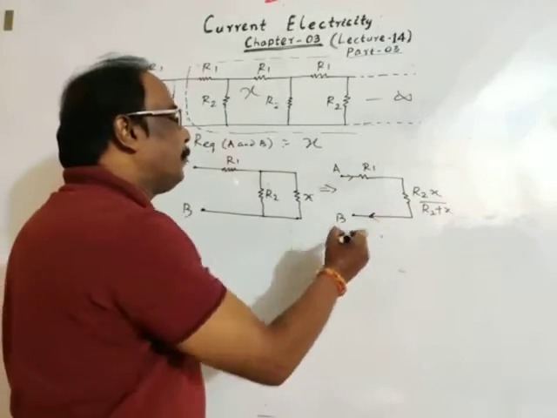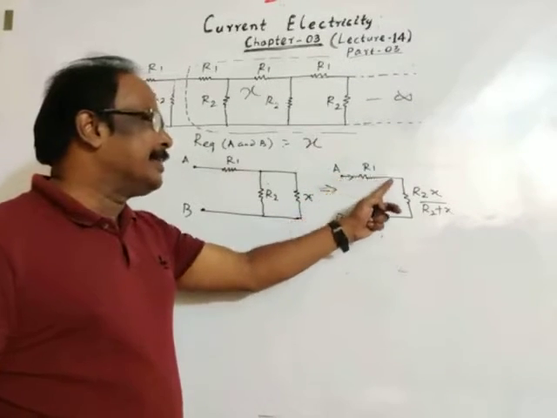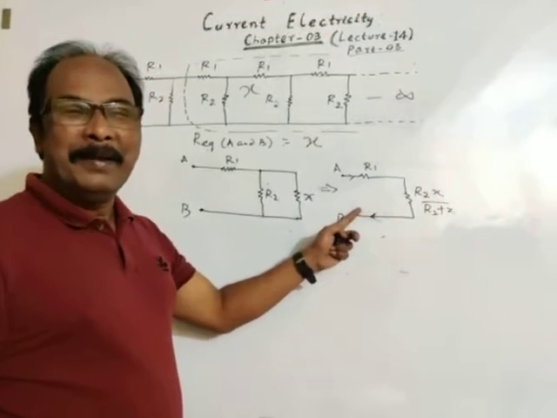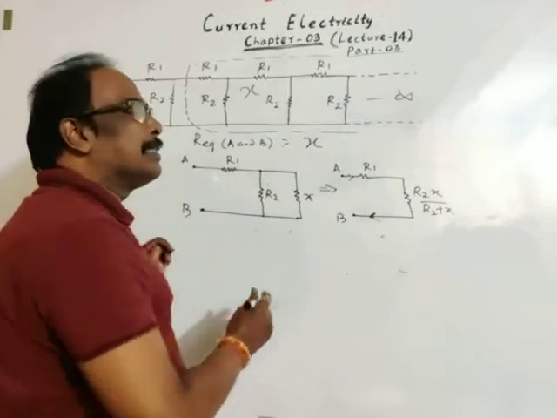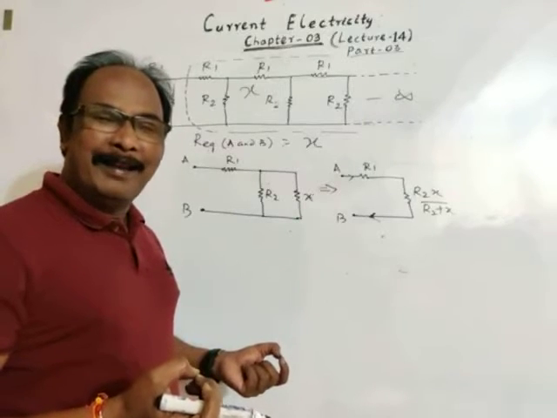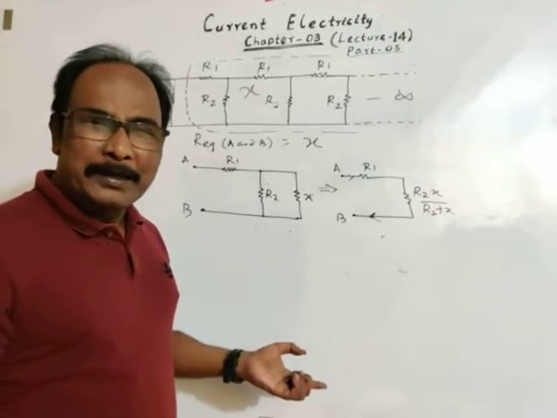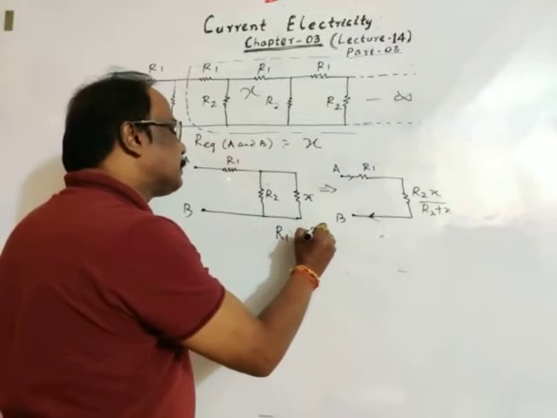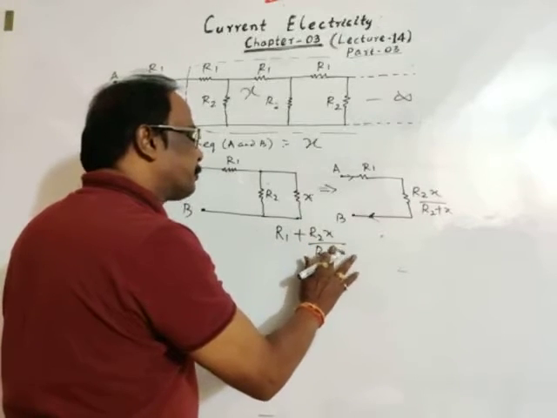Then these two are in series. If you consider the flow of current, considering A is at high potential and B is at low potential, then conventional current flows from A to B. Current is not divided into any branch. So obviously these two are in series. If two resistors are combined in series, then the equivalent resistance is the algebraic sum of the resistors. Then the total resistance is R1 plus R2X divided by R2 plus X.